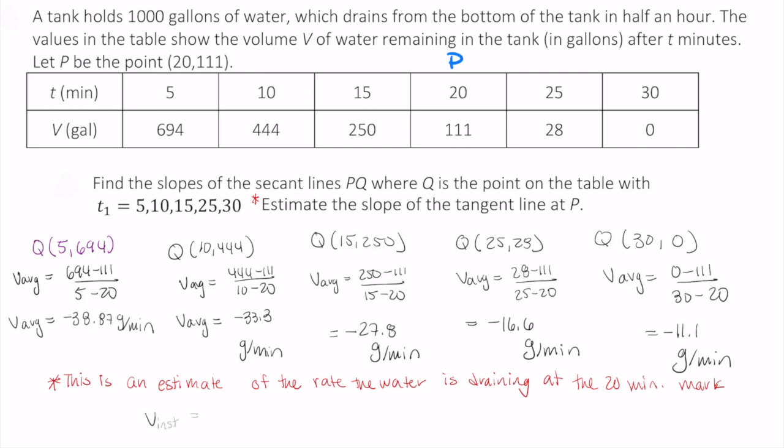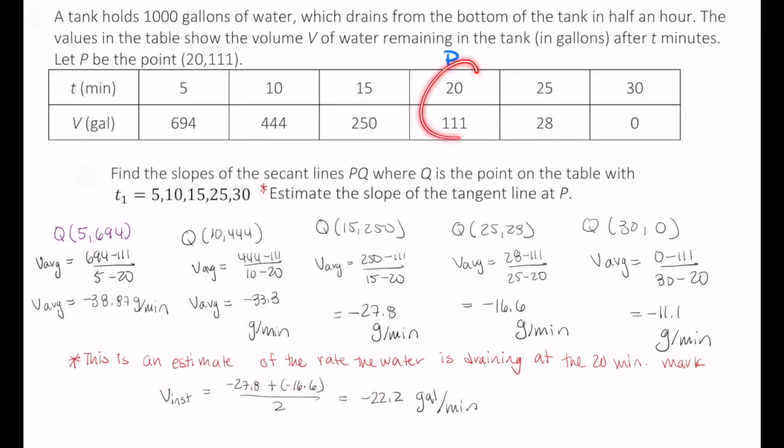So we'll do this by adding negative 27.8 plus negative 16.6 and dividing that by 2. So at the 20-minute mark, the water was draining from the tank at a rate of 22 gallons per minute. I hope this video was helpful.